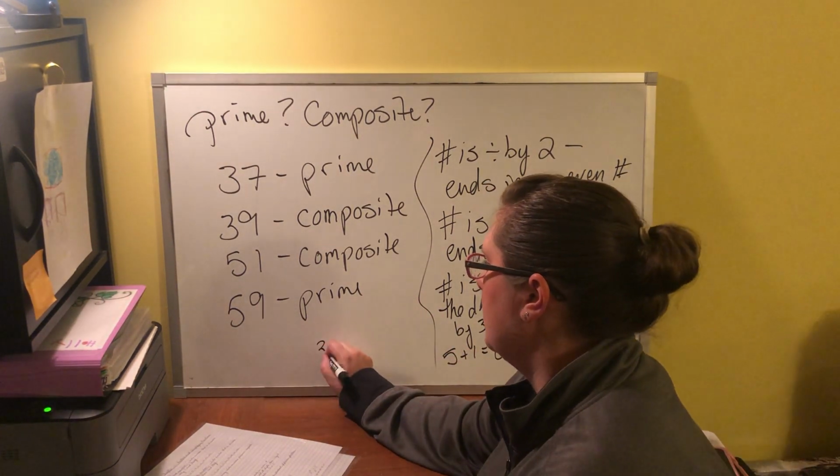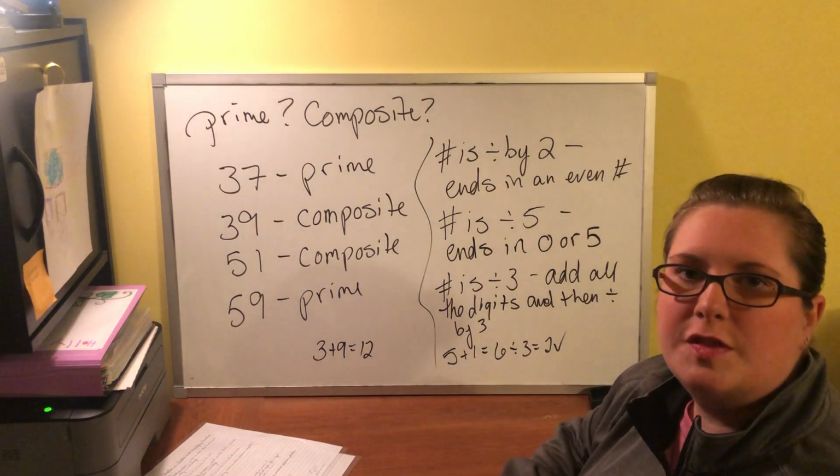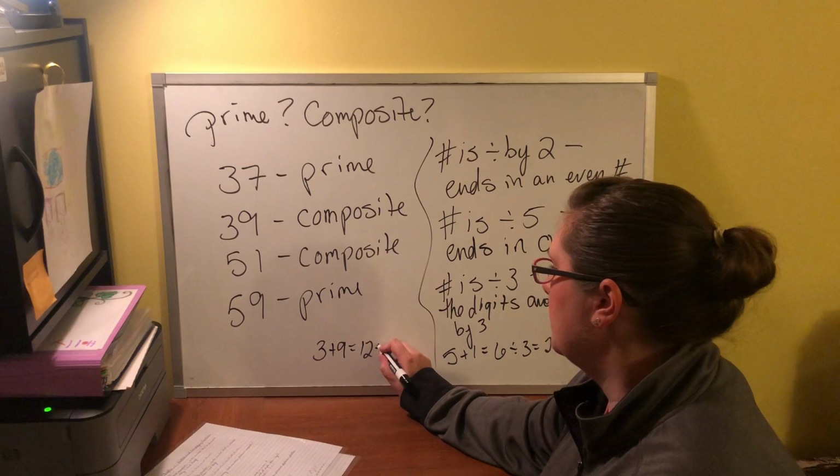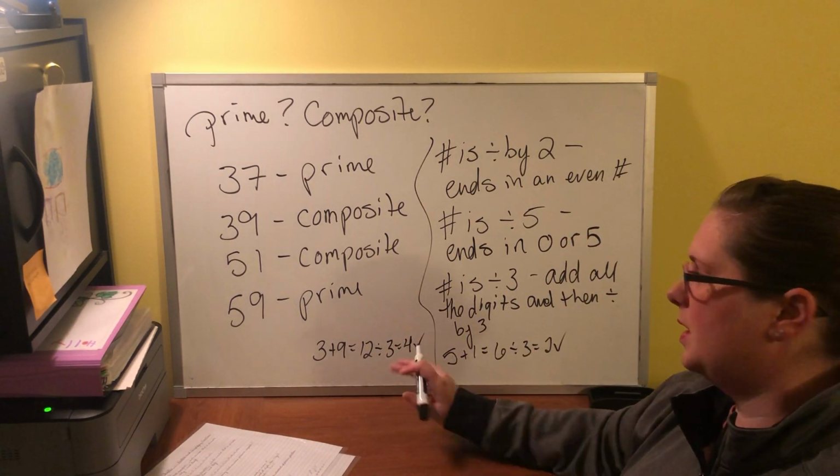Same thing with 39, right? 3 plus 9 gives us 12. Is 12 divisible by 3? Yeah. It's divisible by 3, gives me 4. So yeah, that's a composite number and it's divisible by 3.